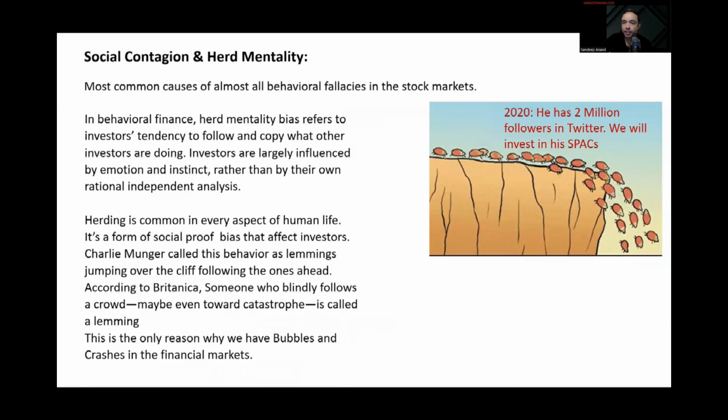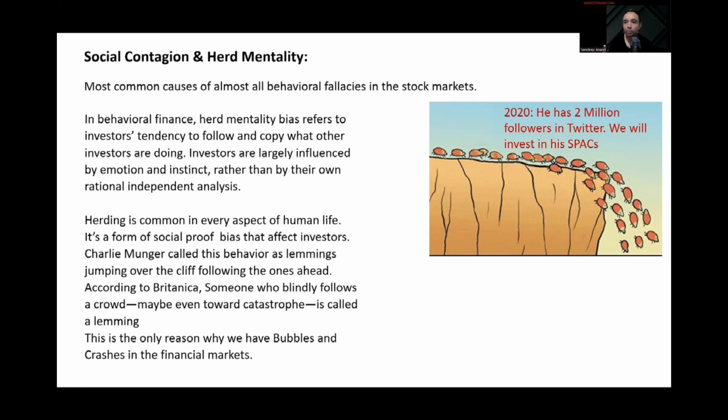Social contagion and herd mentality are the most common causes of almost all behavioral fallacies in the stock market. We are all human beings. We all have social contagion, as I said, and social proof, herd mentality. We like to move in herds, whether it is the different ways we group ourselves by caste, religion, political biases. Even in any class you take, you have a group, right? That's how human beings move in circles, move in herds, and we get influenced by that herd mentality. We tend to follow and copy what other investors are doing. We follow leaders who are largely influenced by emotions and instincts, rather than by our own rational independent analysis. So herding is very common in every aspect of human life.